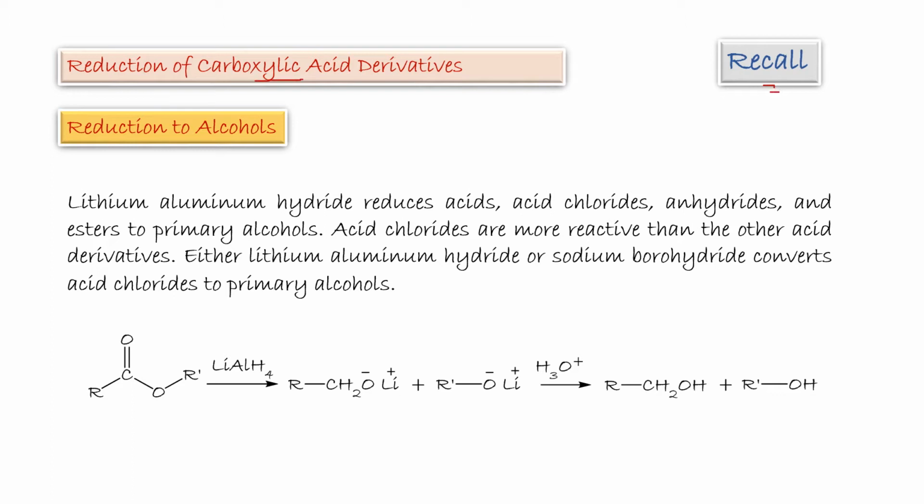Recall from previous lectures, reduction of carboxylic acid derivatives to alcohols. Lithium aluminum hydride reduces acid chlorides, anhydrides, and esters to primary alcohols. Acid chlorides are more reactive than the others. Either lithium aluminum hydride or sodium borohydride converts acid chlorides to primary alcohols.